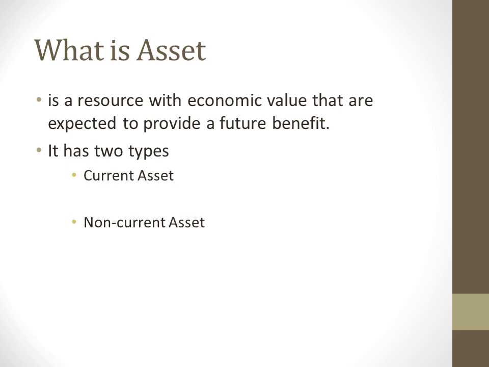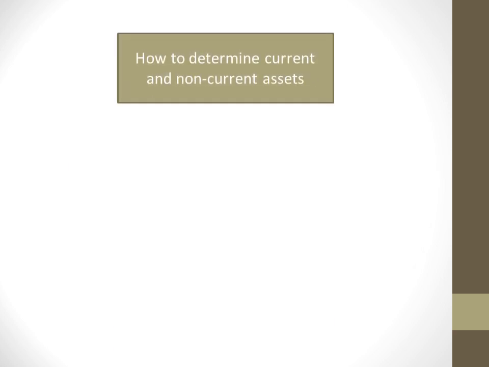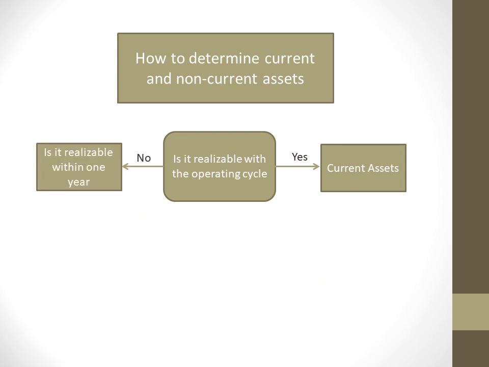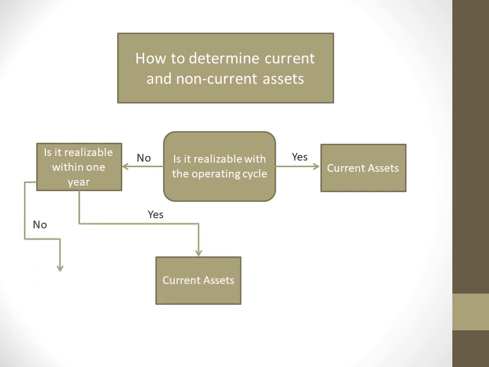So let's now determine how to know if it is a current or non-current asset. The first question is, is it realizable within the operating cycle? If yes, then it is a current asset. If no, then another question: is it realizable within 1 year? If yes, then that's a current asset. If no, that's a non-current asset. So a current asset should be realizable within the operating cycle or 1 year, whichever is longer. If not, then it qualifies as a non-current asset.